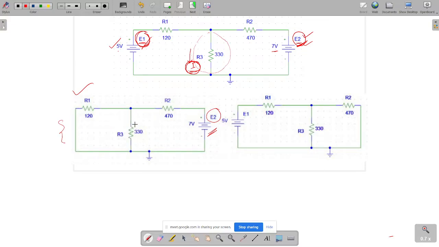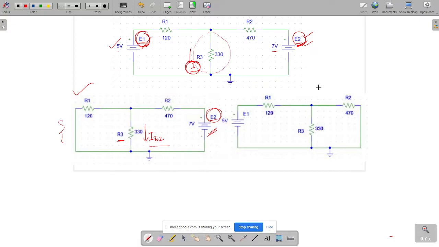So let us consider that the current that flows through this branch, the branch that has R3, can be written as IE2. IE2 basically represents the current that is generated because of the E2 voltage source. So let us consider the branch current is represented as IE2.